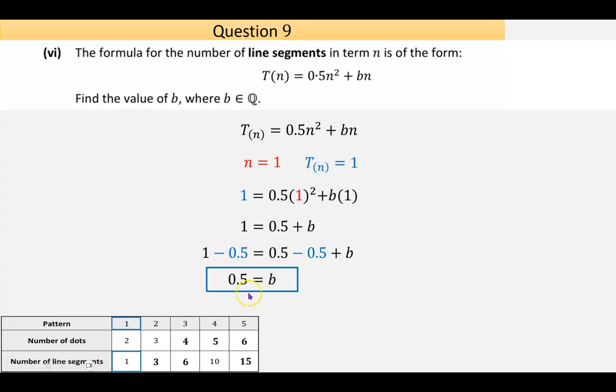Now, the trick with this question was realizing what you had to relate. As long as you have the pattern and the number of line segments, so this is n is equal to 1, t of n is 1. This is n is equal to 2, t of n is equal to 3. And in fairness, if you put any numbers in, as long as some of it is correct and you resolve it out, you might get a wrong answer, but you'd probably get a fairly decent grade in that question.